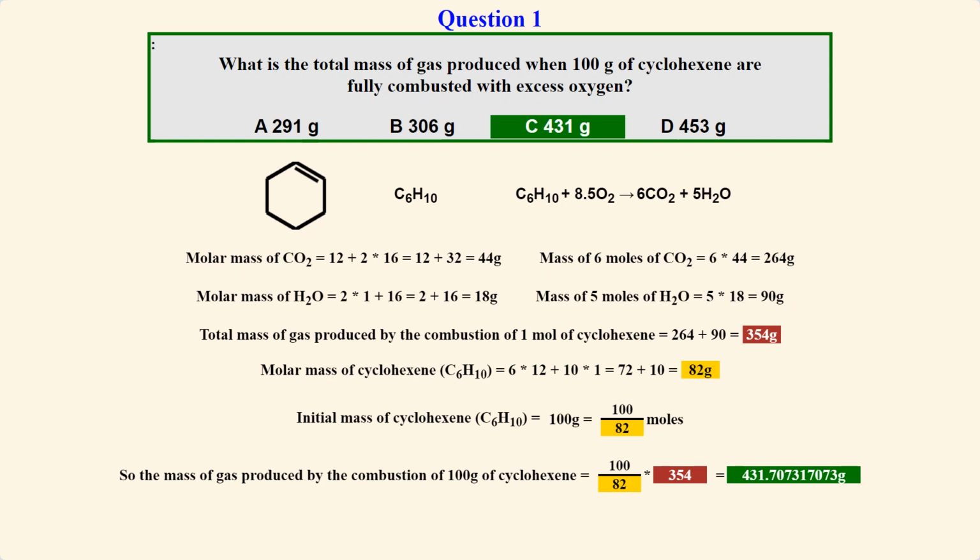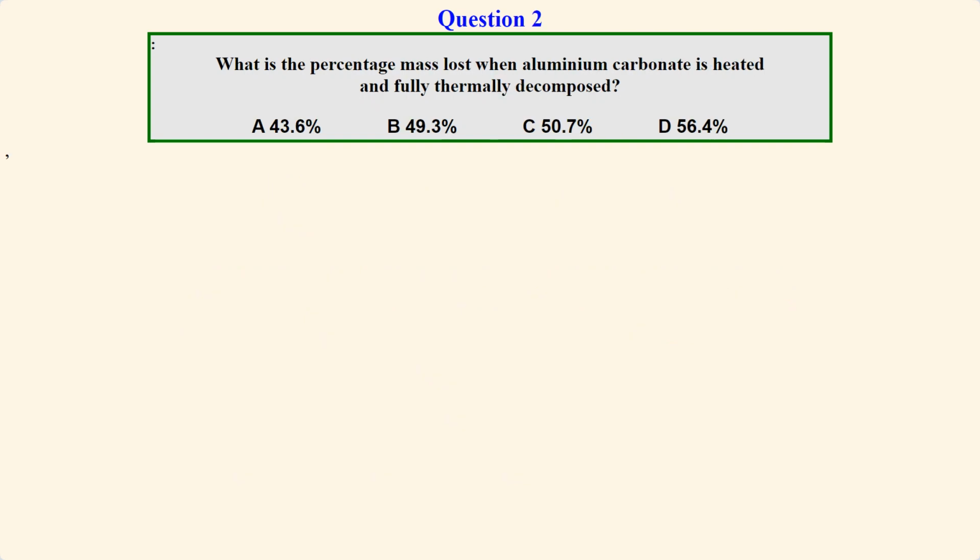So the reason we're a little bit over the 431 is that we took integer values for the atomic masses of carbon and hydrogen, when in fact they're not integers, on account of there being isotopes in the elements. So let's go on. So now we've got question 2.